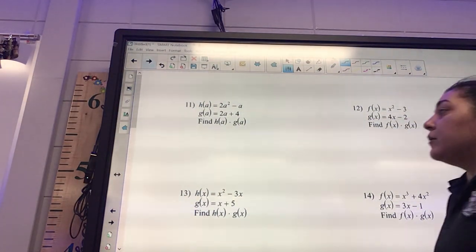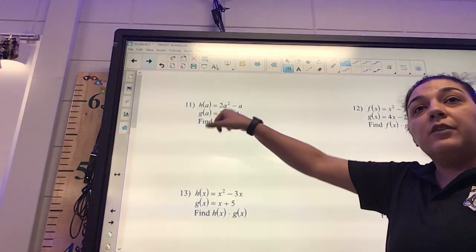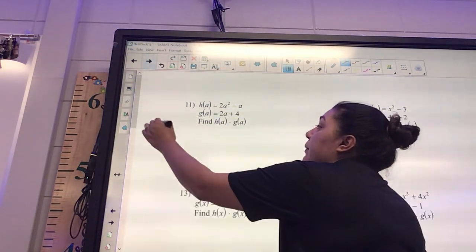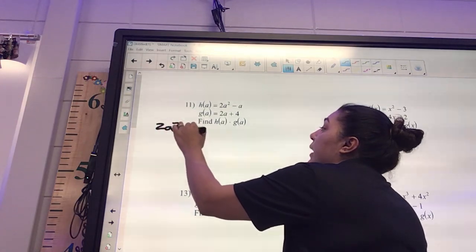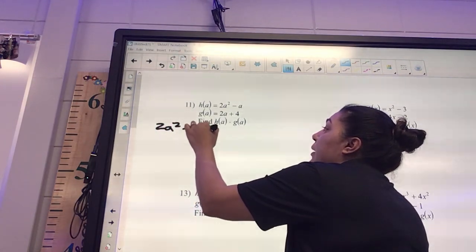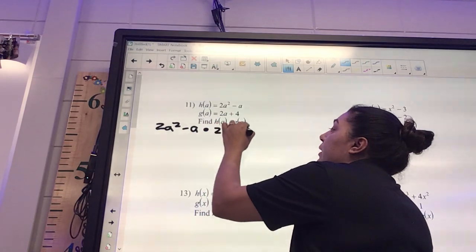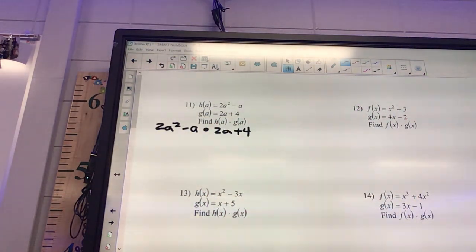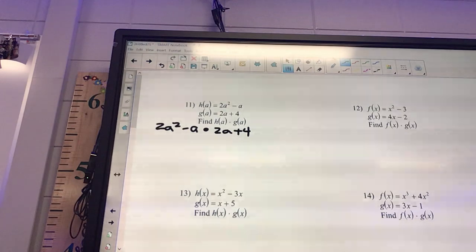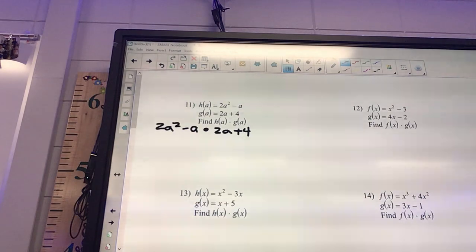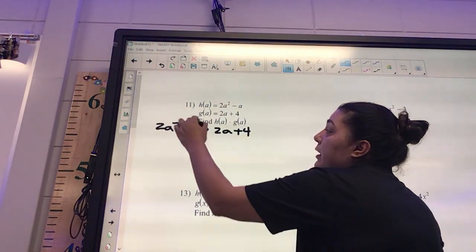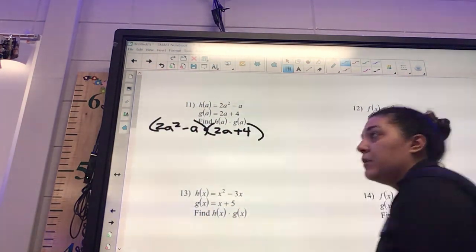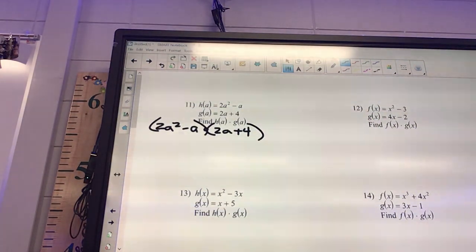Okay, it says, so you see the dot in between? That means multiplication. Okay, so we got h of a, that's going to be 2a squared minus a times 2a plus 4. Okay, for today, this is as far as we're going to go for the multiplication. Okay, what you need to do, so you guys can circle this for your answer. What I would like you to do is this though. Put parentheses around. Parentheses mean times, and that'll get you ready for tomorrow.